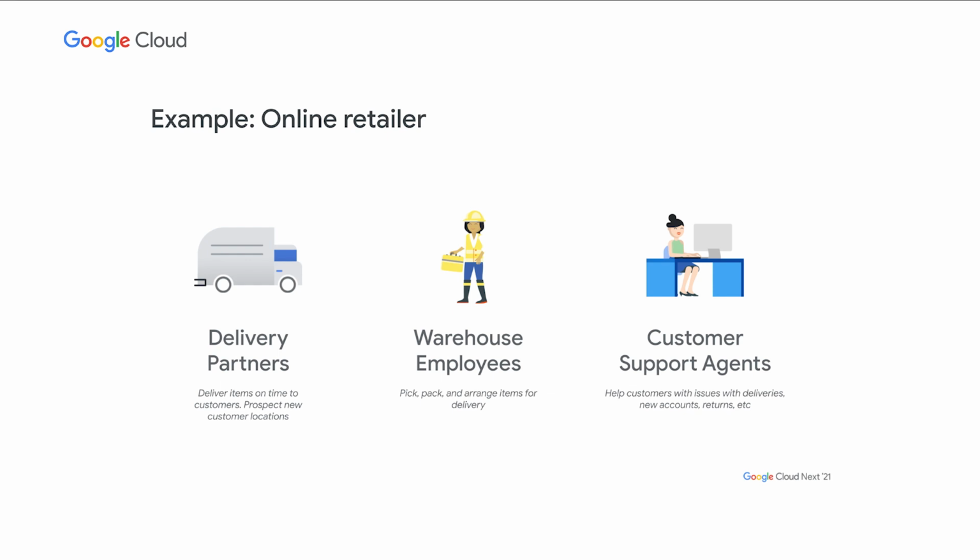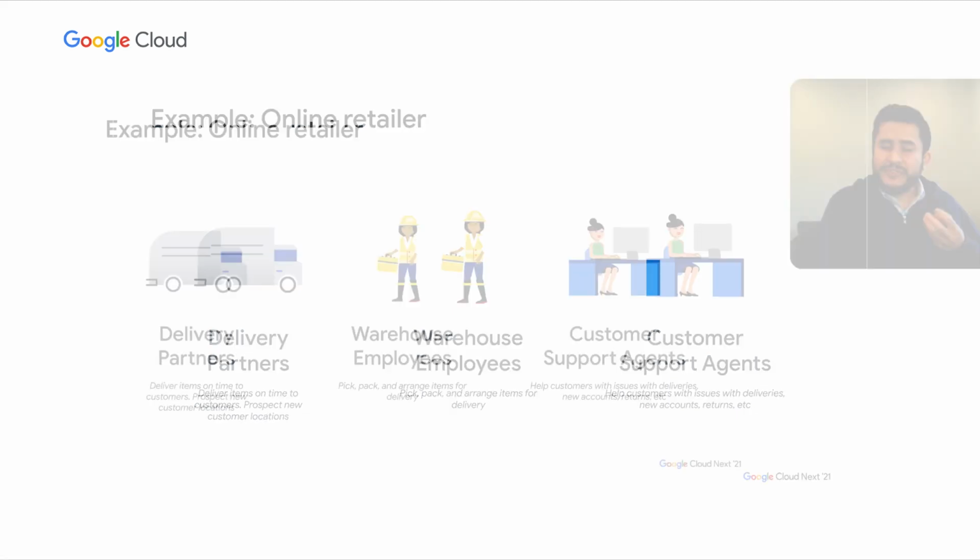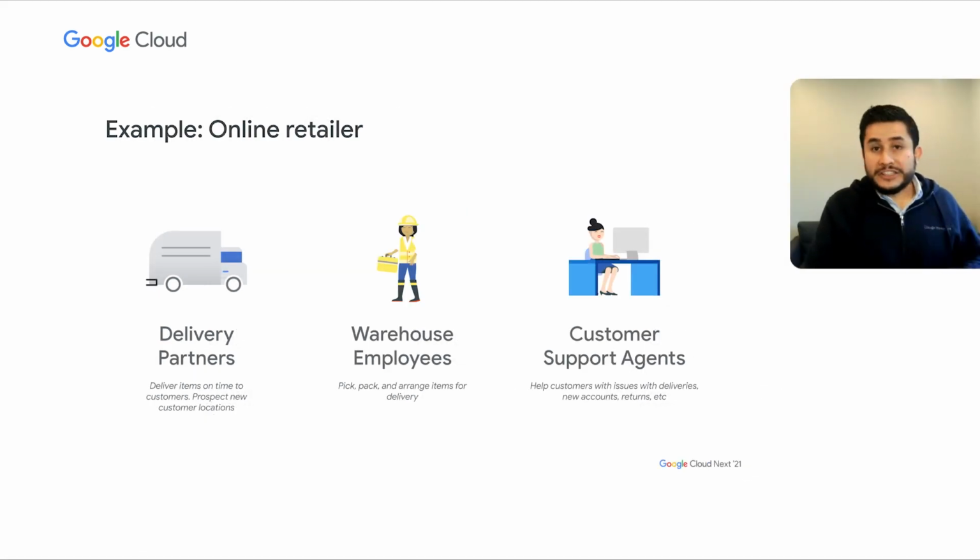Now, let me give you a couple of examples of how that could look in two different industries. I'll start with an online retailer. You would imagine that online retailers have mostly desk workers because they are pretty much delivering an online experience. But in reality, online retailers have a high density of frontline workers. For example, you have delivery partners, the people that actually do deliveries for the company. You also have warehouse employees, people who are making warehouse operations run smoothly. And finally, you also have customer support agents who are doing frontline work by supporting the customers.